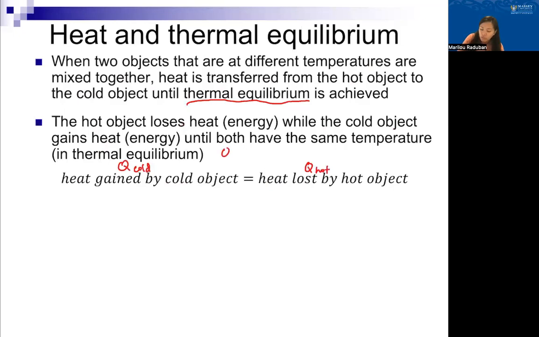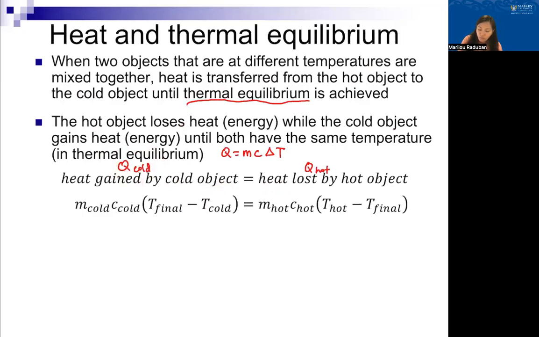And we know that Q is equal to mass times specific heat times the change in temperature. So if we write this statement in equation form, the heat gained by the cold object will be equal to the mass of the cold object times the specific heat of the cold object times the change in temperature. So the change in temperature for the cold object, we know that it will heat up. So its final temperature will be bigger than its initial temperature.